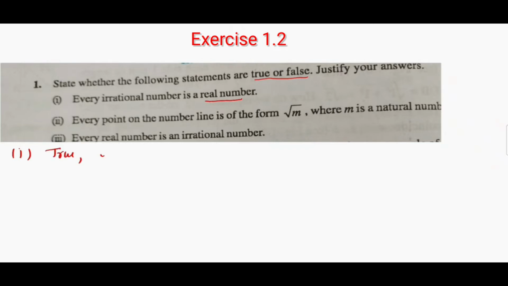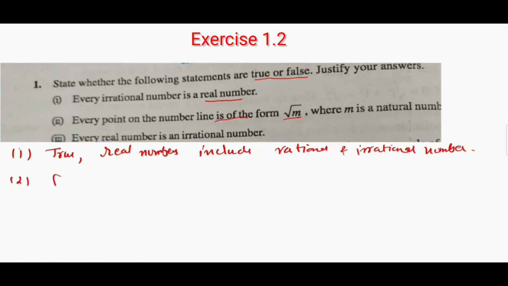Why? Because real numbers include rational numbers and irrationals. Second statement, every point on number line is of the form square root of m, where m is a natural number. This statement is false.